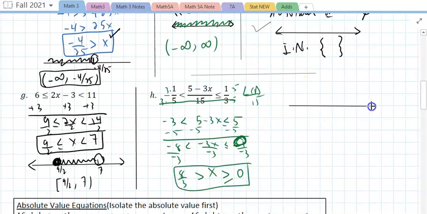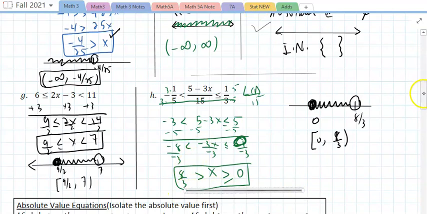How would you graph that? You would put the smaller number to the left, larger number to the right. The larger number is not included, the small number is, and you shade x's between those. And there it is. And that's normally how it works.